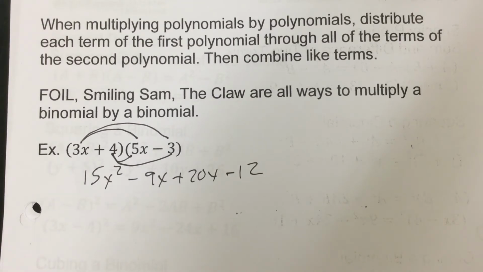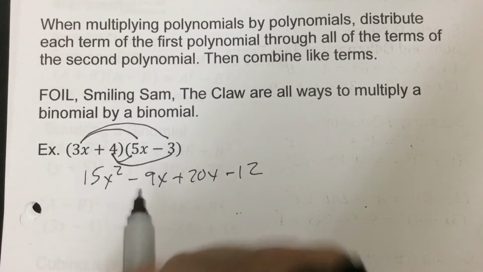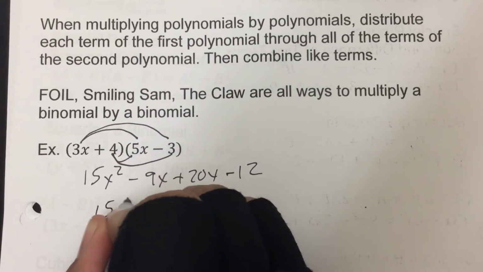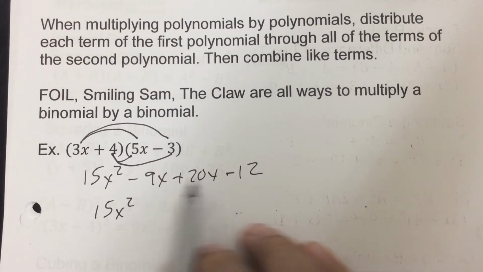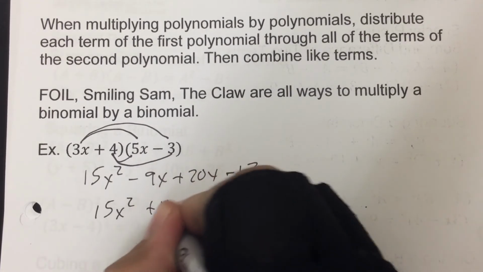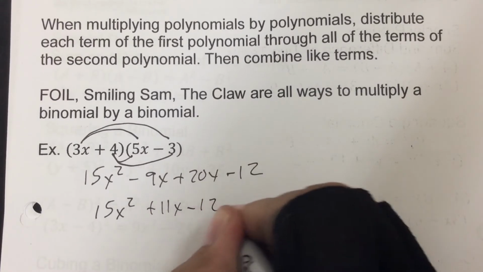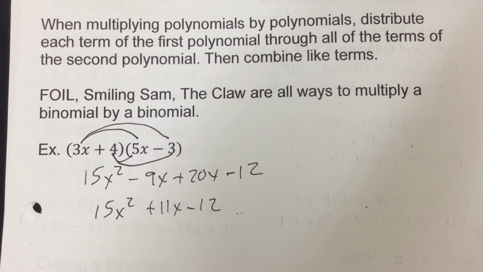So last thing we gotta do, put like terms together. There's only one x squared, so that one's good. We can write that. We have two x terms. When we put them together, what would we get? 11x. And then our minus 12. So, questions with multiplying two binomials.